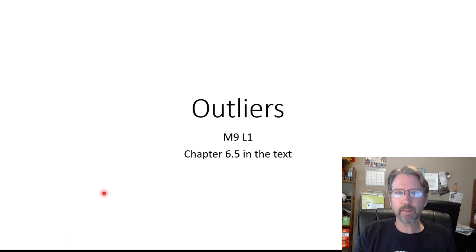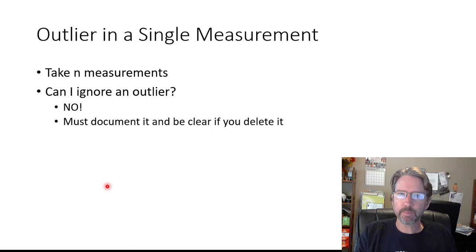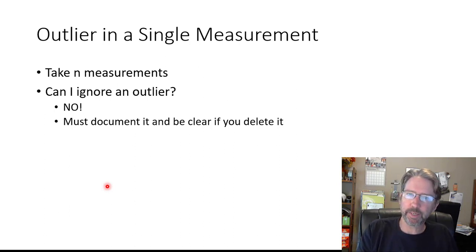Okay, so let's talk about outliers in your data and what you can do about them. In this part of the book, we're talking about an outlier in a single measurement. So you take n measurements of the same thing, and if you have an outlier, what can you do about it? So the question is, can I just ignore it?